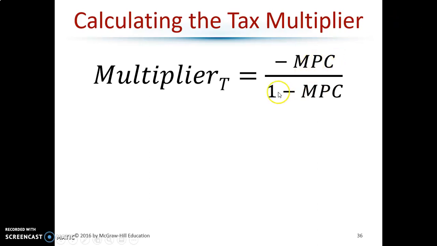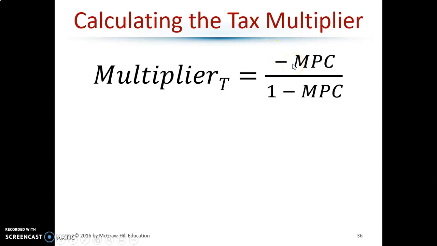Notice that this is 1 over 1 minus MPC multiplied again by marginal propensity to consume. MPC over 1 minus MPC gives you the tax and transfer multiplier. Alternatively, you can write it MPC over MPS is the tax or transfer multiplier. But we have this minus sign here. This is what makes it specifically the tax multiplier.